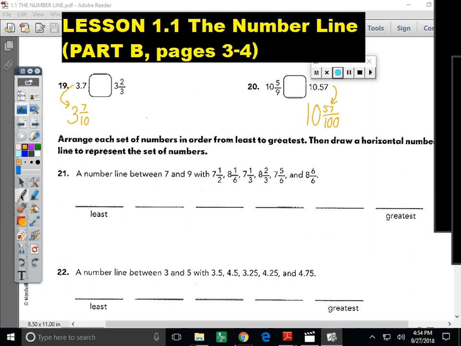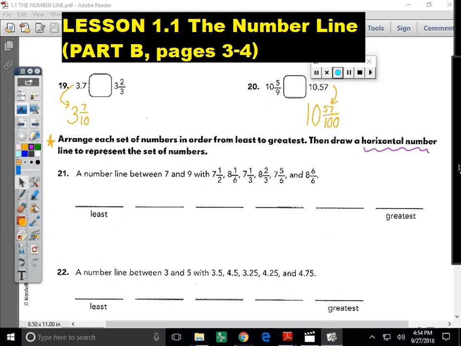All right, let's read our directions. Bold print says, read here. Arrange each set of numbers in order from least to greatest. Then draw a horizontal number line. We need to get that horizontal number line. If you don't have that drawn, you haven't completed your task. So there are 2 parts here. Step 1, arrange. Step 2, horizontal number line. Okay. This kind of helps me remember that I'm not missing any pieces.